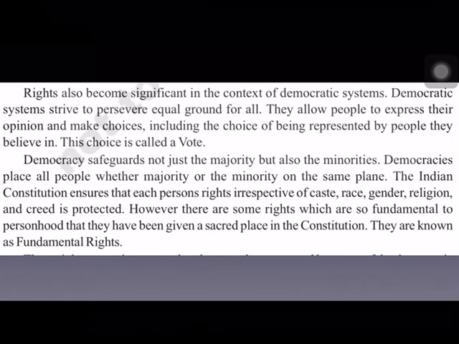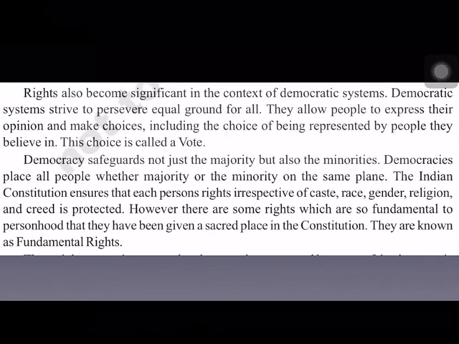Now, these rights play a significant role in democracy. Democracy allows people to express their opinion and make choices also. We also learned that in democracy the people elect their representatives in elections by using their right to vote, and these elected representatives run the government on behalf of the people. So democracy provides the choice of being represented by the people, and this choice is called vote.